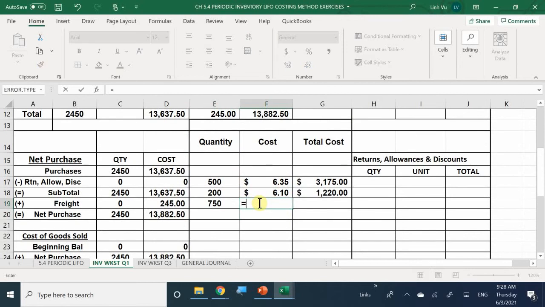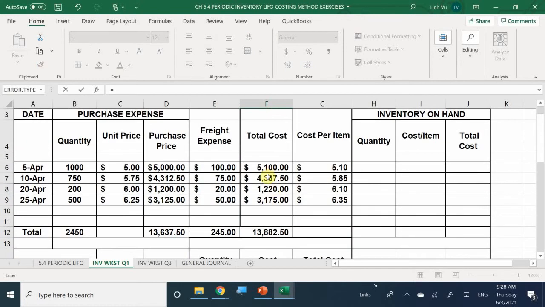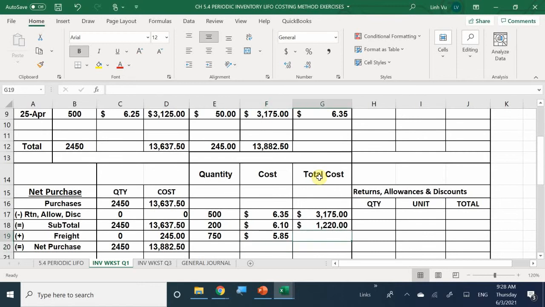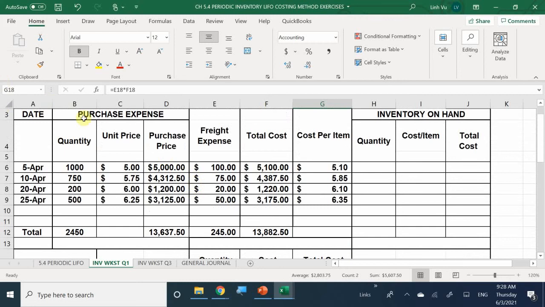So once again, because we know for a fact that this whole thing is going to cost me $5.85 here, if we calculate the total cost, for the fourth, we're taking the whole thing out, so therefore it should be the whole entire $4,387.50. All right, so now we only have 1 batch left, the very first one that we purchased.